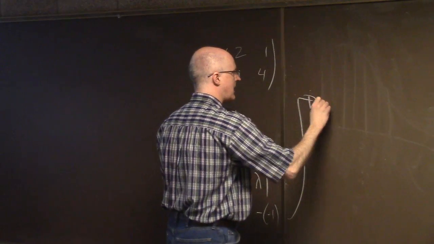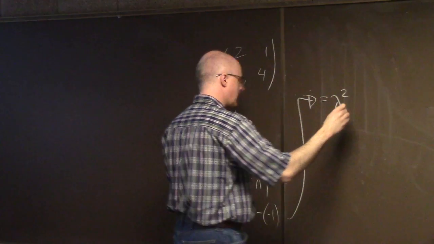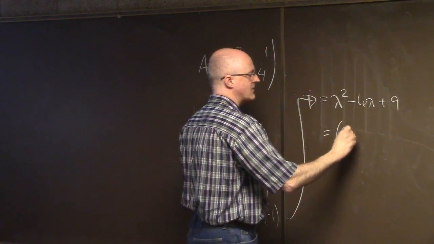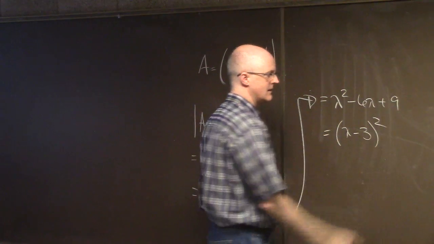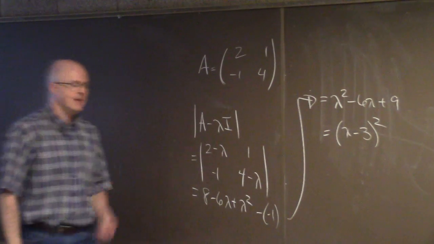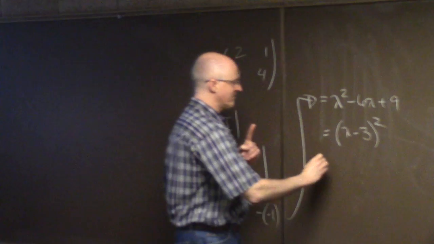So the characteristic polynomial simplifies to lambda squared minus 6 lambda plus 9, which can be factored. In fact, it's a perfect square. It's lambda minus 3 quantity squared. So that means there's only one eigenvalue.